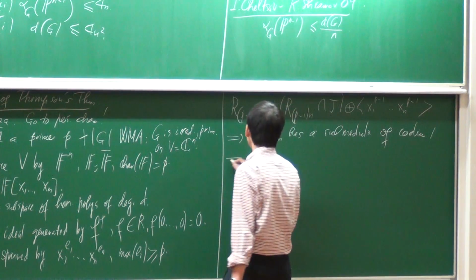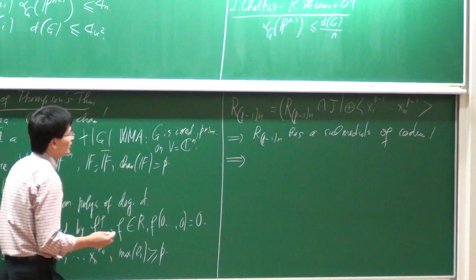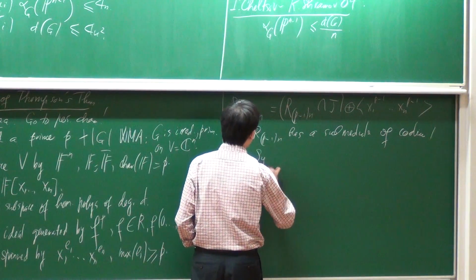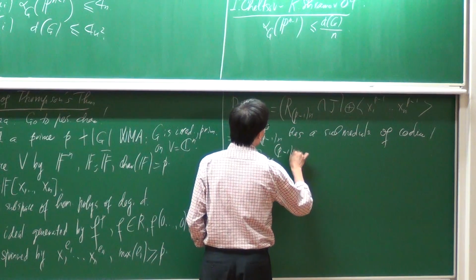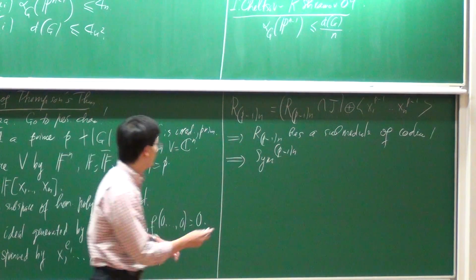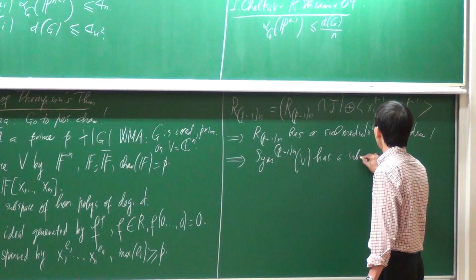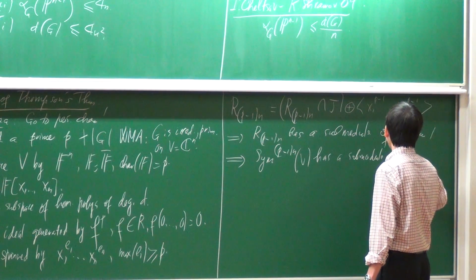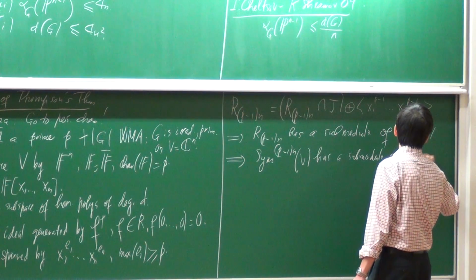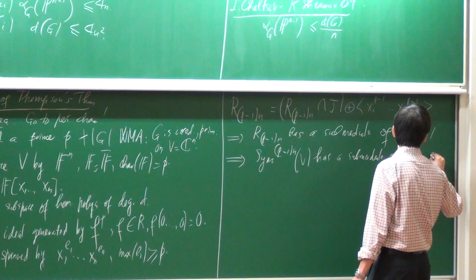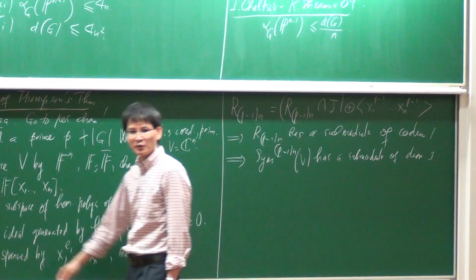And therefore, if you look at the degree (P minus 1) n part, and the submodule of dimension 1, by dualizing. Okay, and this is what you want.